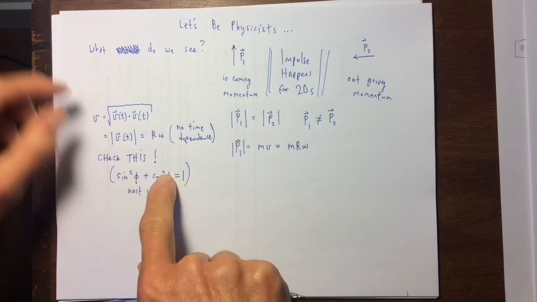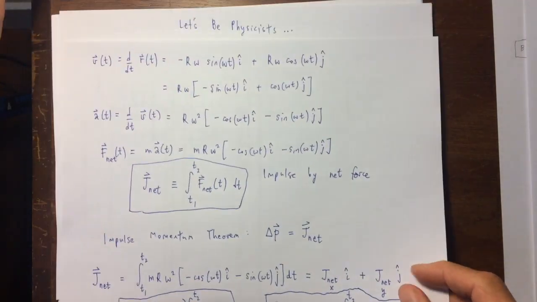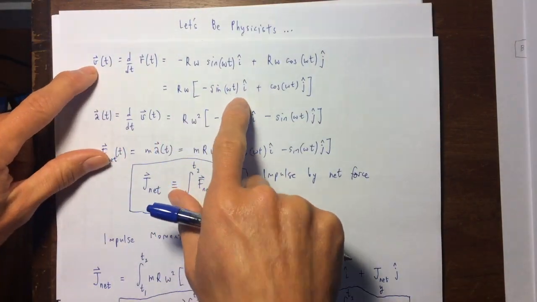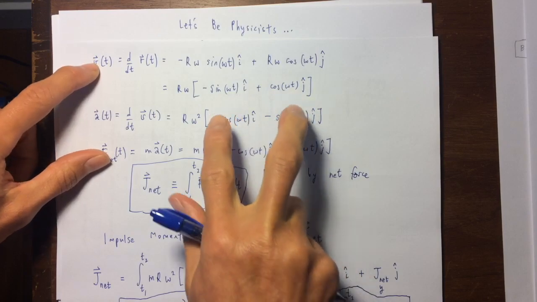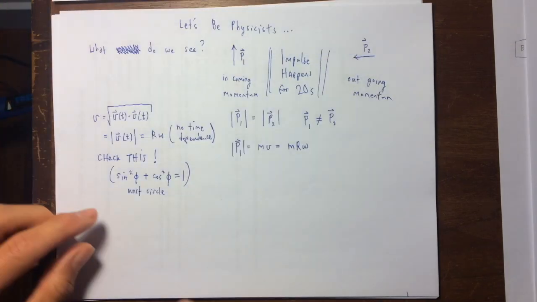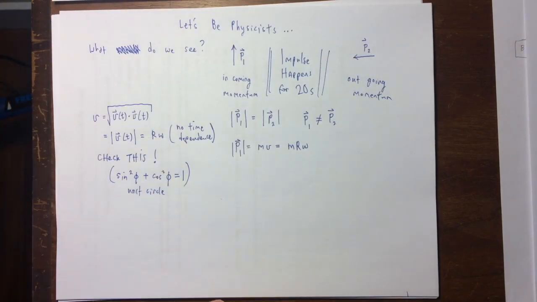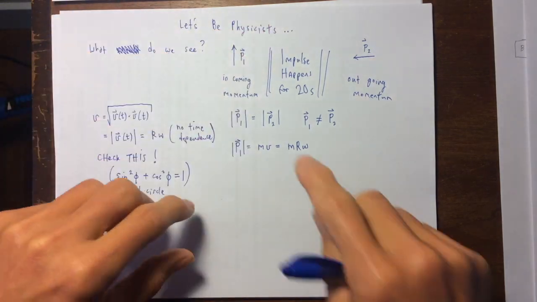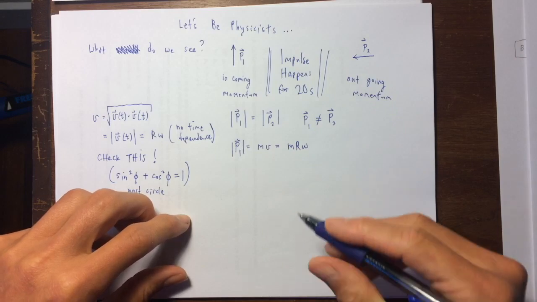The squares, right? You don't see any squares in the v of t, but when you take v dot v, so v squared, these get squared up, and that's where the time dependence goes away because of this unit circle thing. Okay, so we're continuing to be physicists. We've got this incoming momentum, impulse happens to it, outgoing momentum.